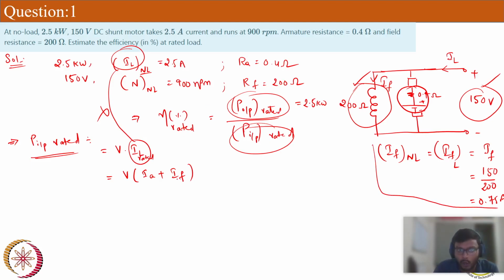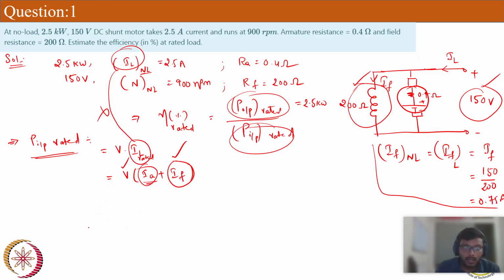Since we already know the field current, we know V and we know IF, our calculation is just to find the armature current, the armature current at rated condition. Now let's see how we can calculate the IA.